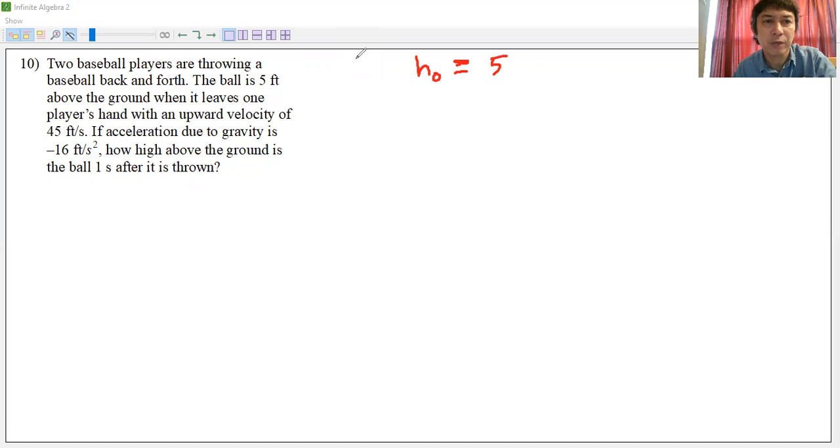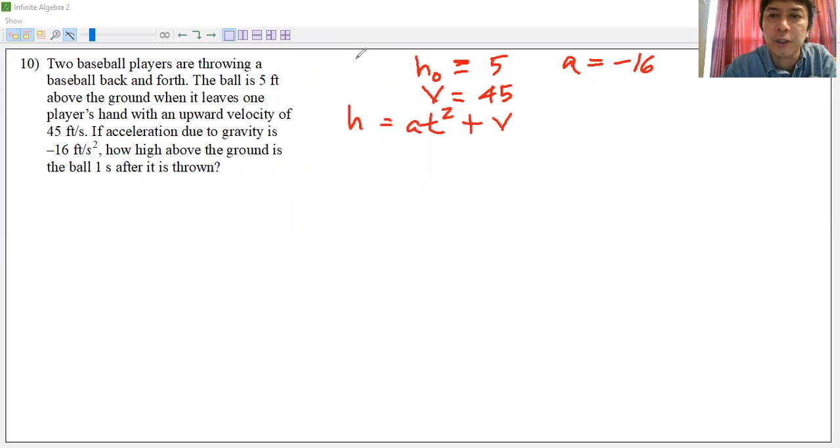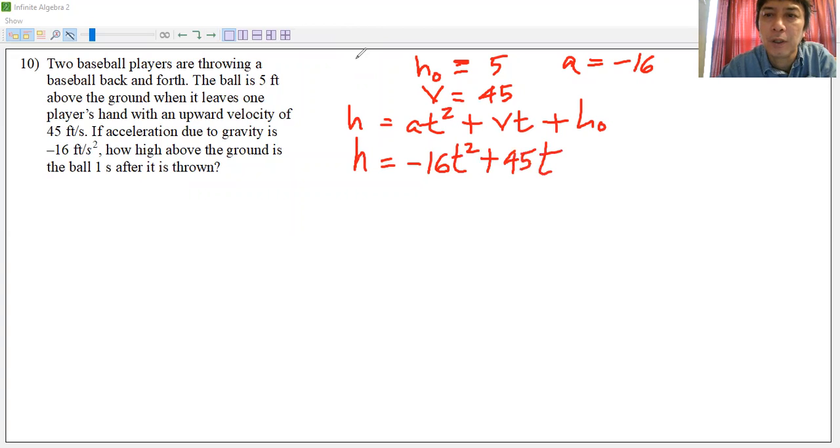When it leaves one player's hand with an upward velocity of 45 feet per second, this will be our v. That will be 45. And if acceleration due to gravity is negative 16, that will be our a. From the format, h is equal to a t squared plus vt plus h of 0. We can now replace the a, the v, and the h of 0 by the numbers. So h is equal to negative 16t squared plus 45t plus 5. This is our working equation.